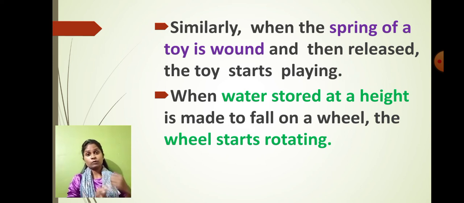There is a certain type of energy which is stored in the rubber band. There is a certain type of energy which is stored in the spring toy. And again there is a certain type of energy which is stored in the water at a height. And because of that energy, when the water is falling down, it applies a force on the wheel, and that wheel is rotating at a higher speed.